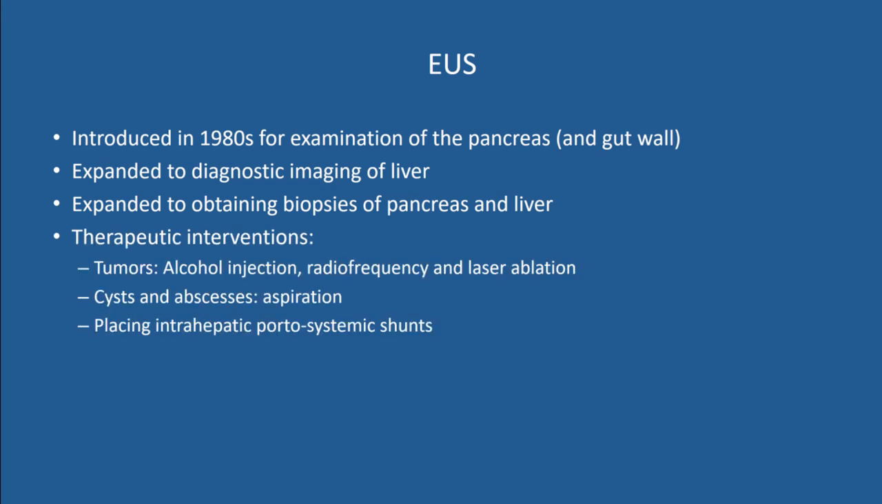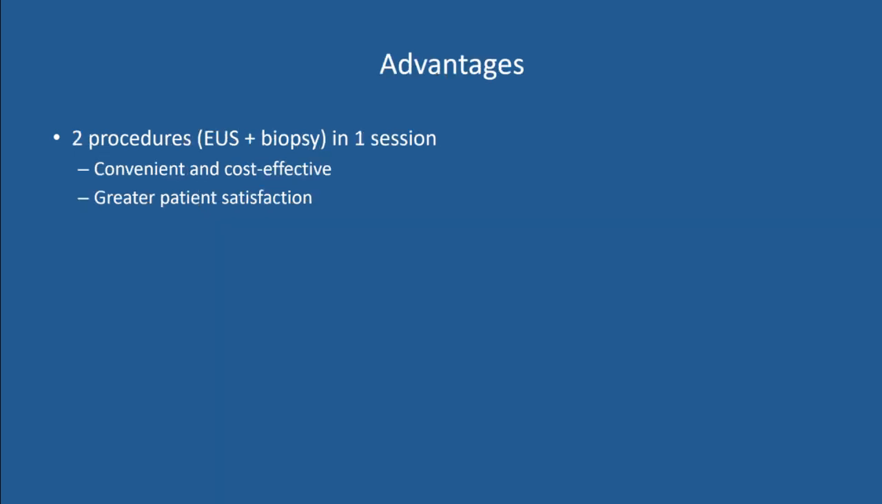And now they have progressed so much that they can actually do therapeutic interventions through that scope that's going down the person's esophagus and stomach. They are able to inject tumors in the liver. They're able to aspirate cysts and abscesses. They even place TIPS, or transjugular intrahepatic portosystemic shunts, in the liver through this endoscope. This is not widely practiced, but there are people doing it, and I'm sure it will come into the mainstream as more and more practice is gained and the instruments become better.